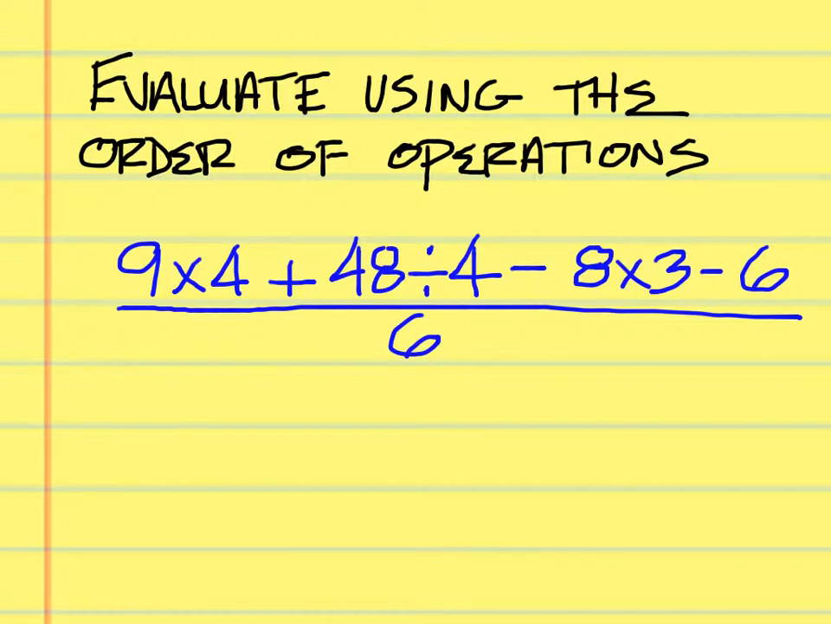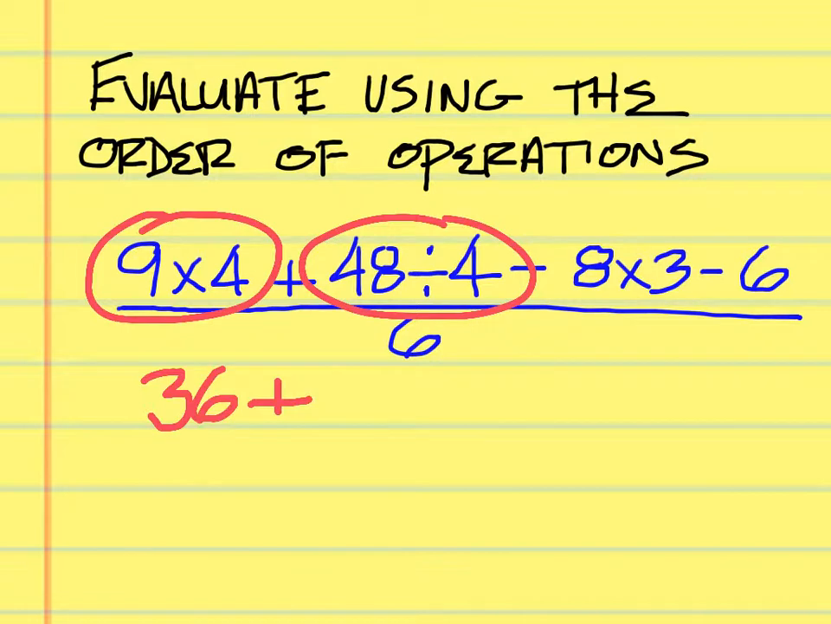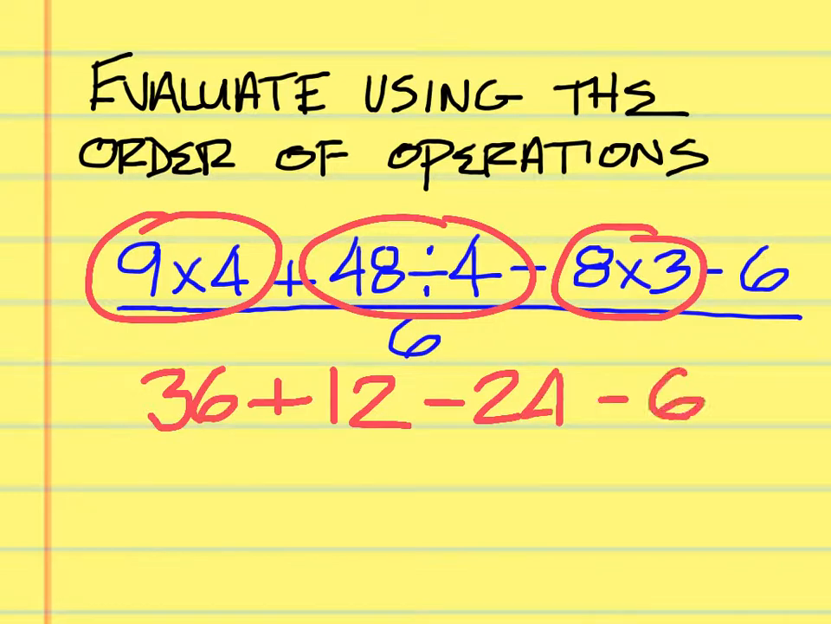Evaluate using the order of operations. This should be extremely simple. 9 times 4, 36, plus 48 divided by 4, 12, and then minus 8 times 3, 24, and minus 6. All of that over 6.